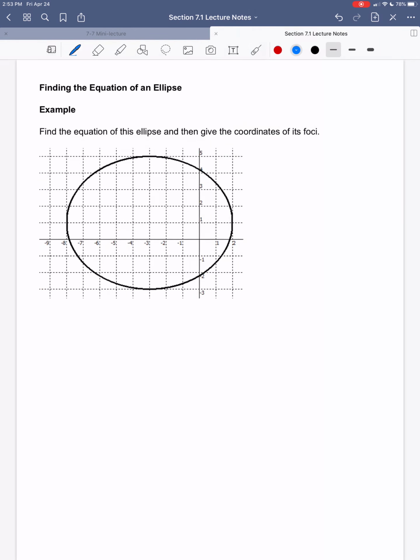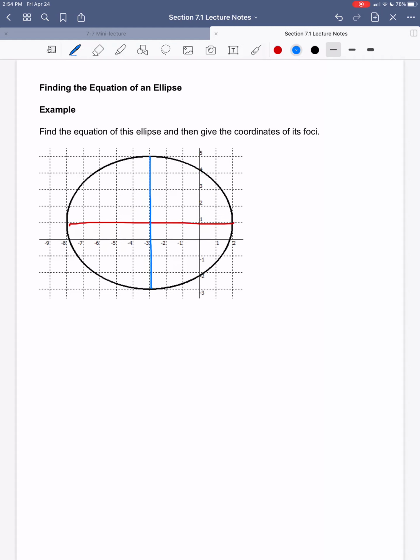One other type of problem, sometimes we're given like a graph of the ellipse or information about the ellipse, and we're supposed to find the ellipse itself. So for something like this, now I have to sort of figure out where's the center, what's A, what's B, and then I'm going to need C for the coordinates of the foci. So my ellipse here looks like I'm going across this way. I'm going across this way here.